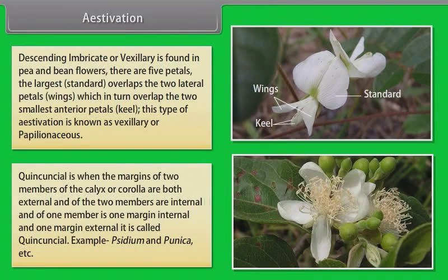Quincuncial is when, of the 5 members of the calyx or corolla, 2 members have both margins external, 2 members have both margins internal, and one member has one margin internal and one margin external. Then it is called quincuncial. Example, Psidium and Punica, etc.